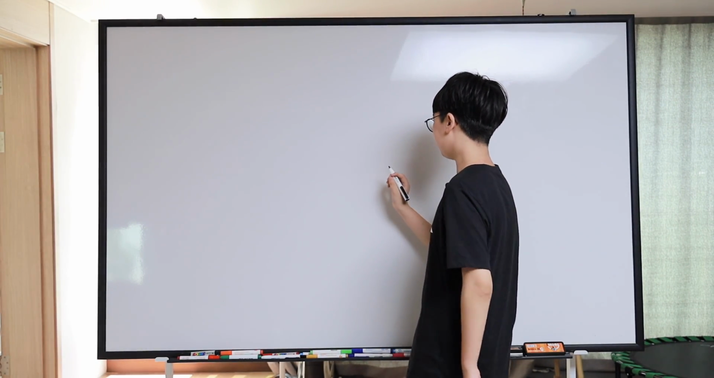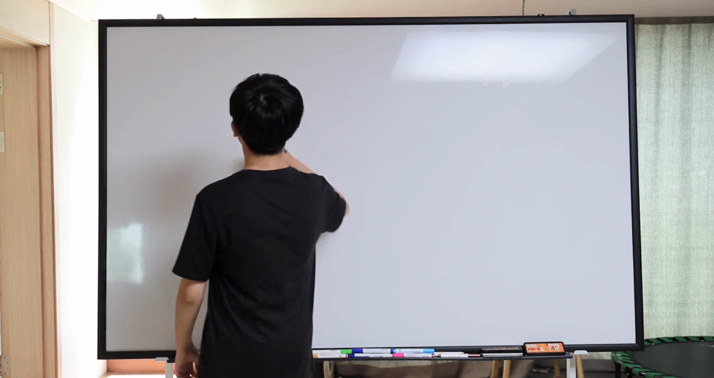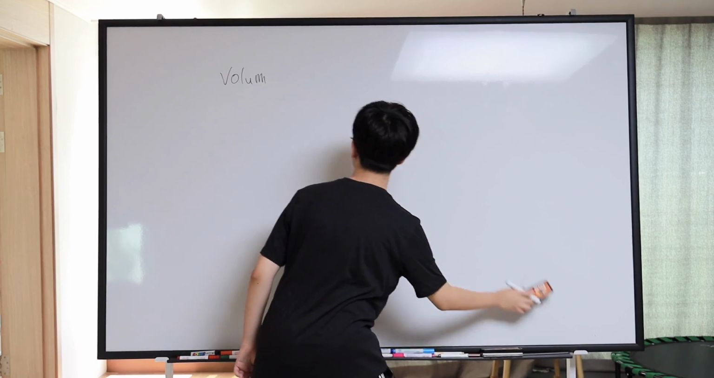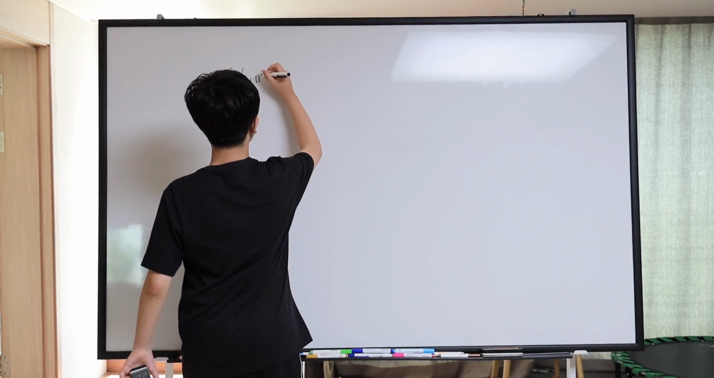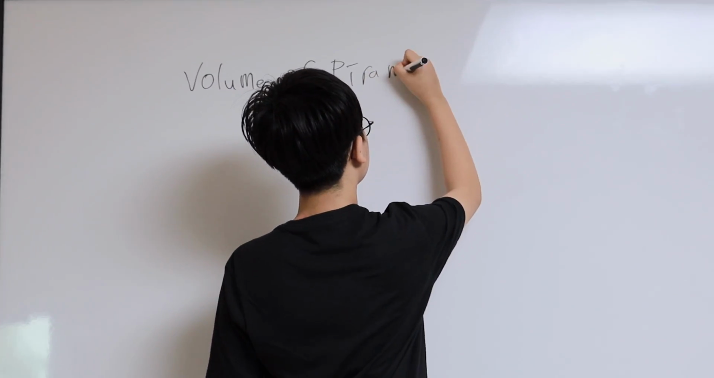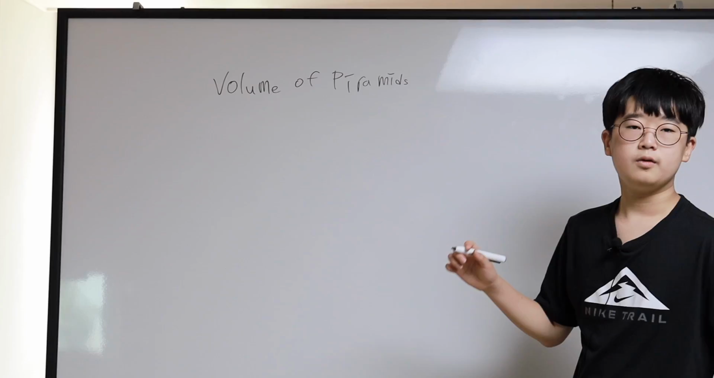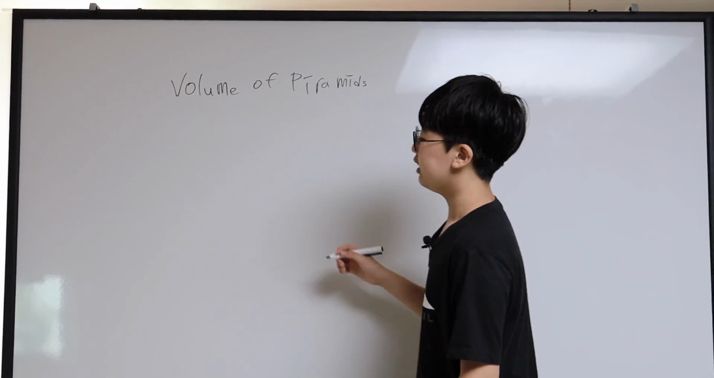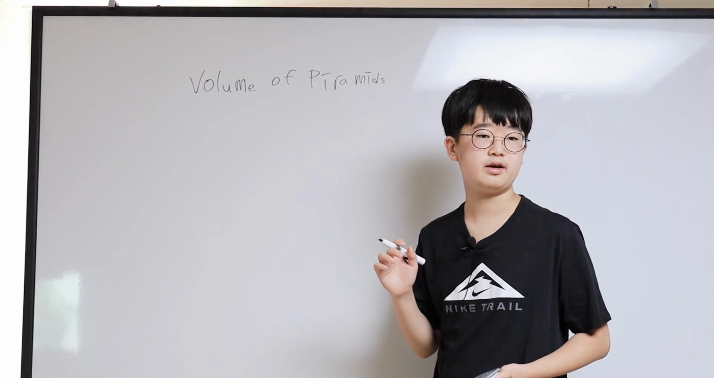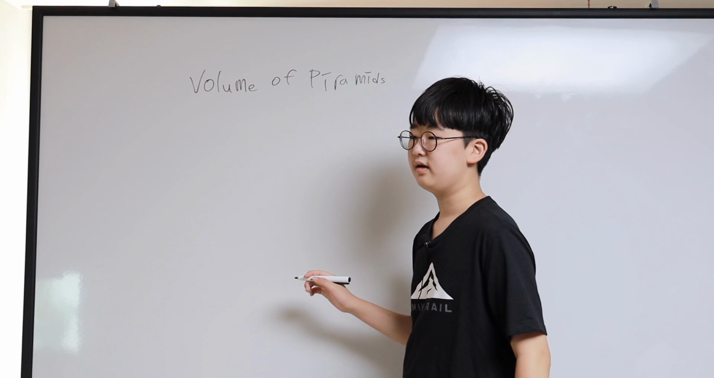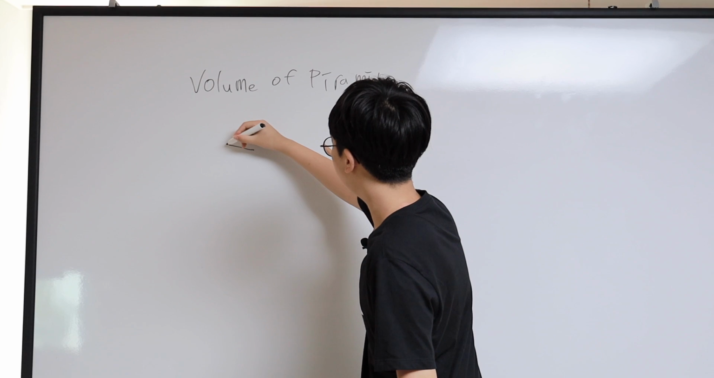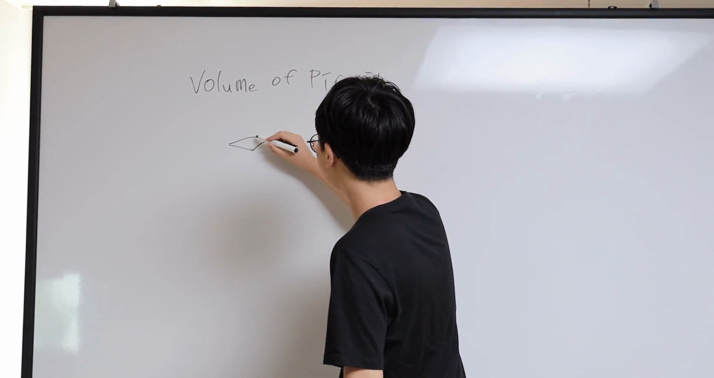Now, firstly, the volume of pyramids. Now what we are going to do is imagine, what's it called? Something like a cube with rectangles. I forgot what it was called. Anyways, the cube thingy with rectangles.